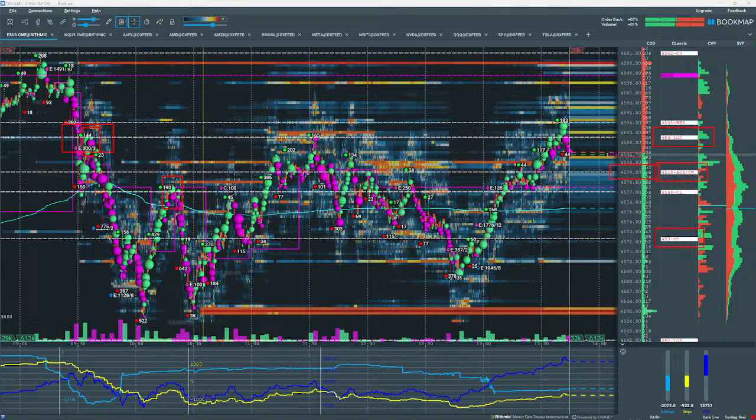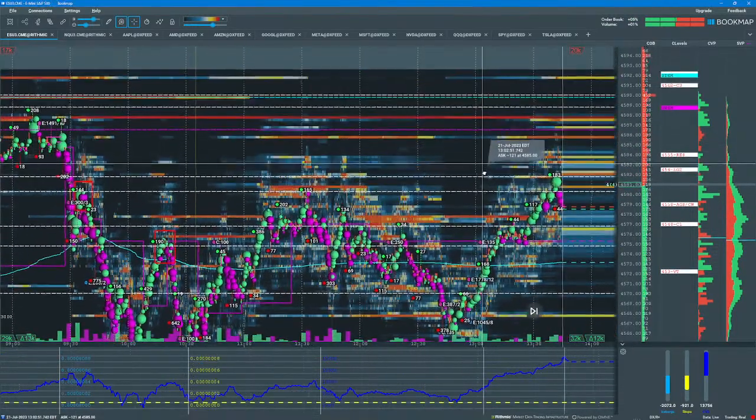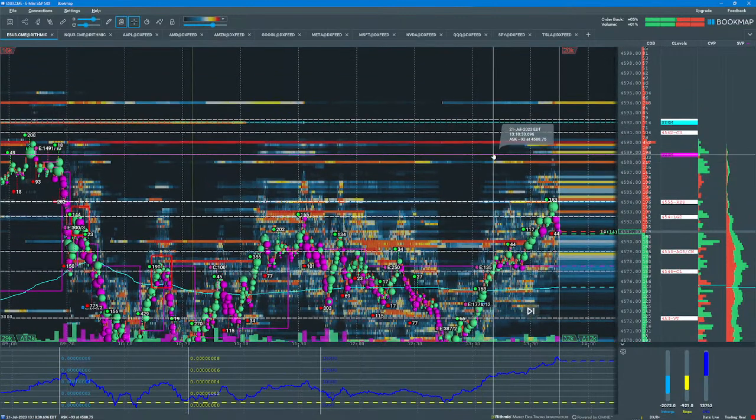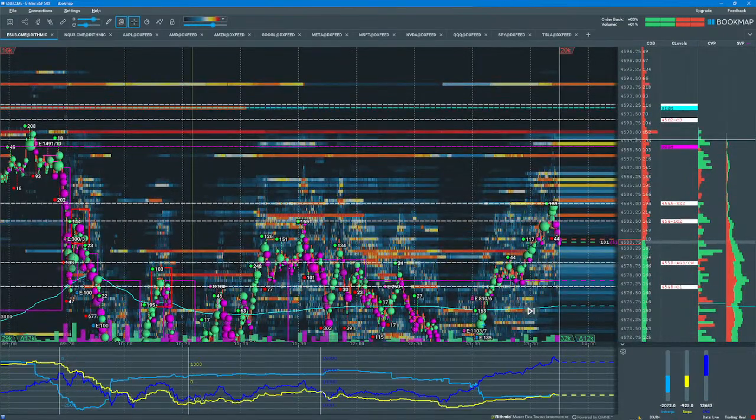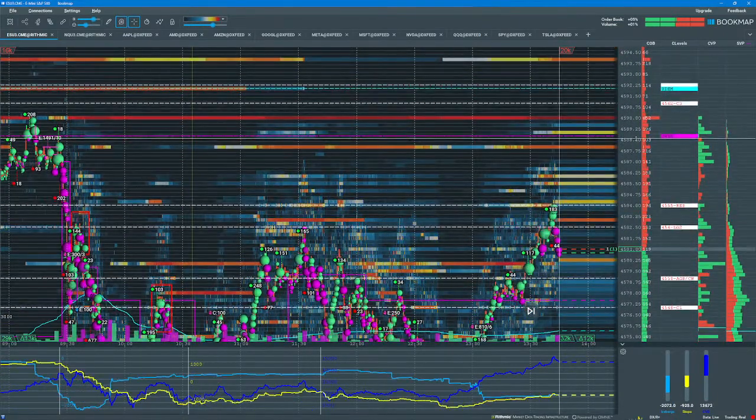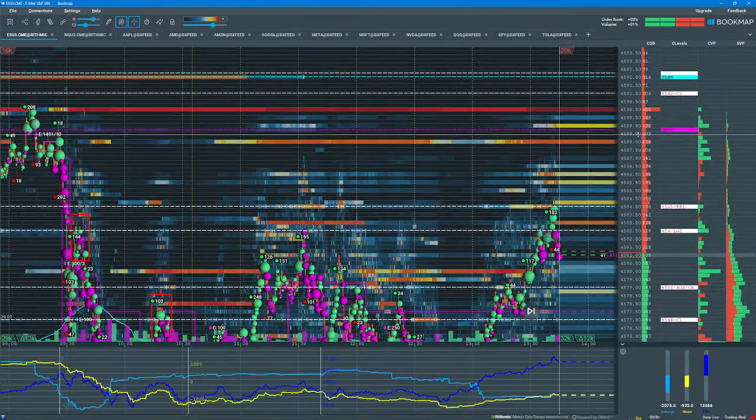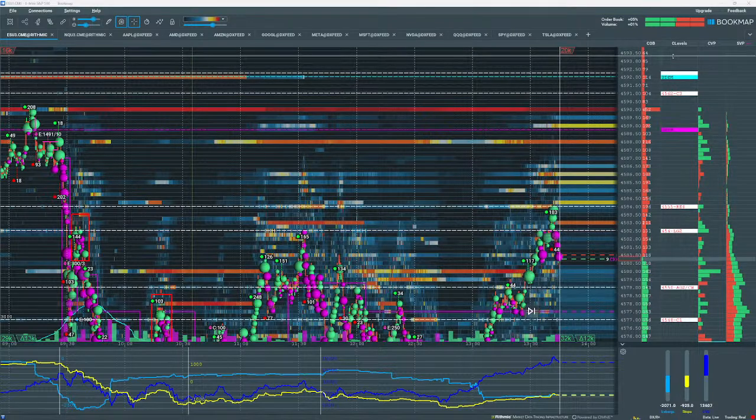And then let's just see where that, scroll up just a little bit. And right here it is, it's a little bit obscured, but right here this is the SPY 455 call wall, this white line right here.